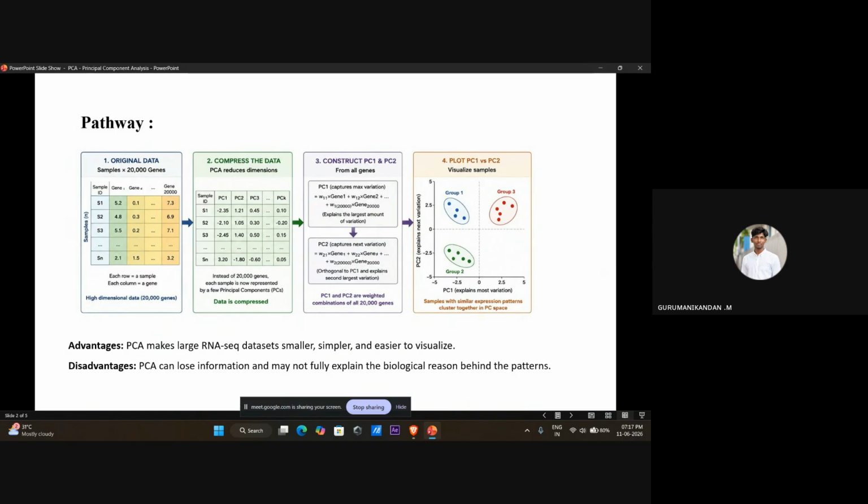And the advantage of PCA is to make the data set smaller, simpler, and easier to visualize. And it also has a disadvantage, which is that if you only take PC1 and PC2, the information from PC3 cannot be seen there. So there is a disadvantage here.